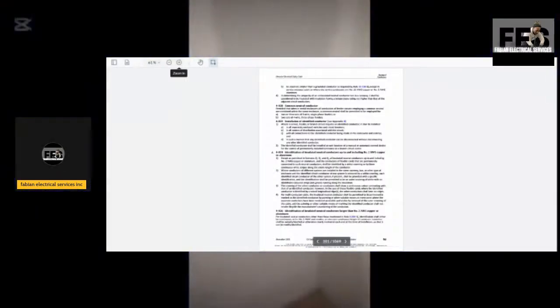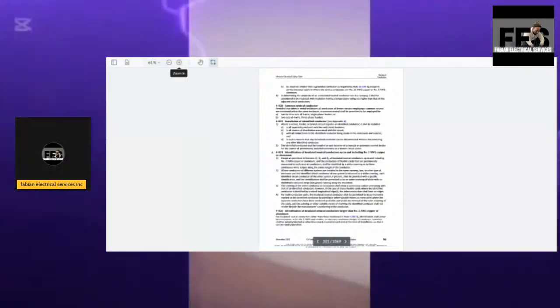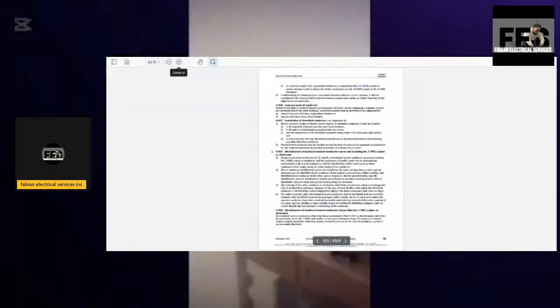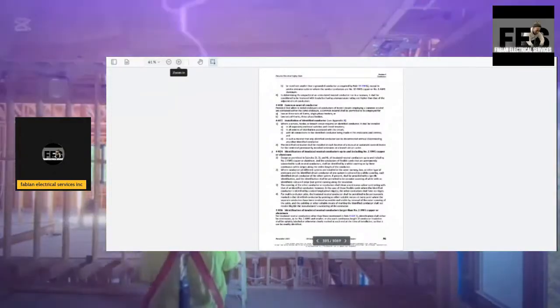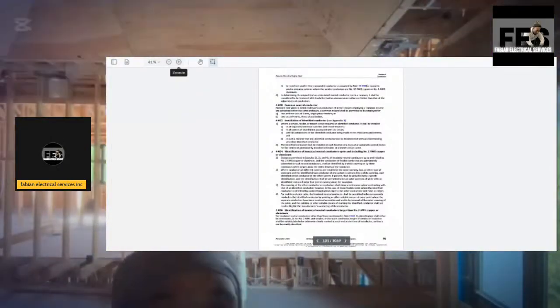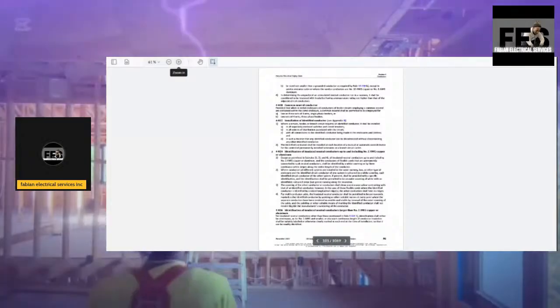So far we've covered proper breaker sizing based on loads and conductors, and now we're moving into sub panel grounding and bonding.